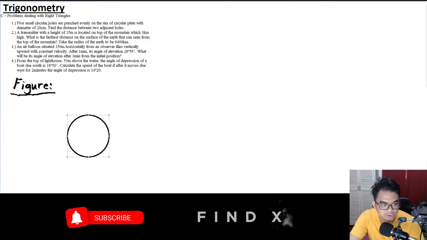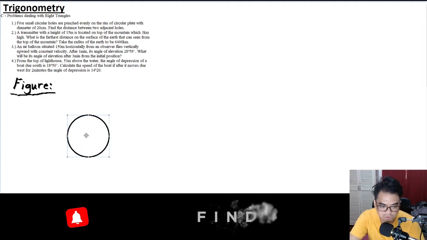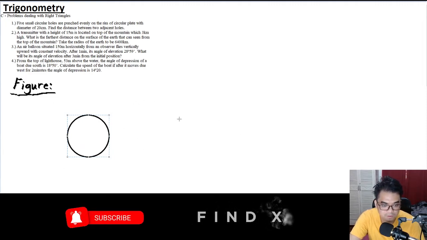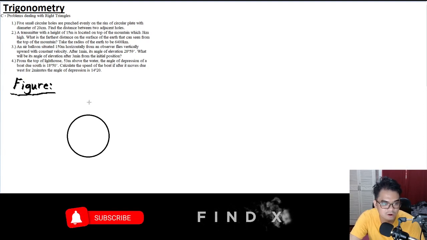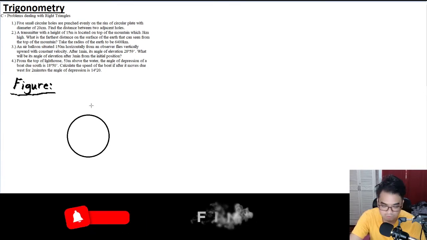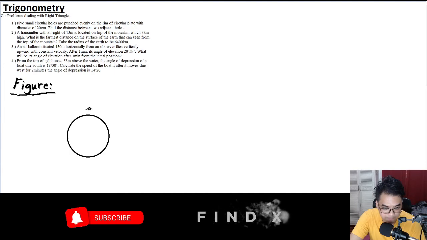So we got five small circular holes punched evenly on the rim of a circular plate with diameter of 20 centimeters. So this is the circular plate, and then we have here five small circular holes. We'll be assuming that those five small circular holes all have the same diameter or radius. So this is what it looks like. We got a circle here. This is the five small circular holes.